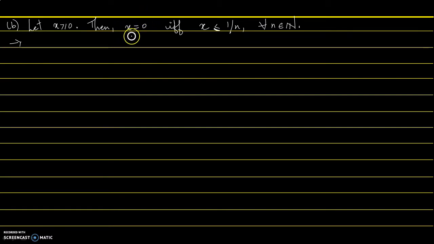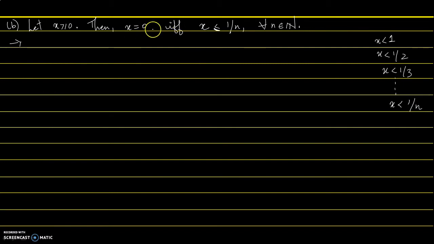Whenever I want to show that some real number is 0, I have to show that it is less than or equal to 1 upon n for every natural number n. That means it is less than or equal to 1 when n is equal to 1. It has to be less than half, less than 1 by 3, and so on. It has to be less than or equal to every number of the form 1 by n for each natural number n. So it's an if and only if condition.